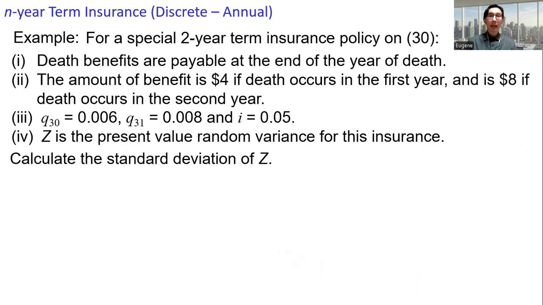Okay, so let's take a look at an example. For a special 2-year term insurance policy on an individual at age 30, death benefits are payable at the end of the year of death. The amount of the benefit is $4 if death occurs in the first year, and $8 if death occurs in the second year. The probability q_30 is 0.006, q_31 is 0.008, and i, the rate of interest, is 5%. Calculate the standard deviation of Z.